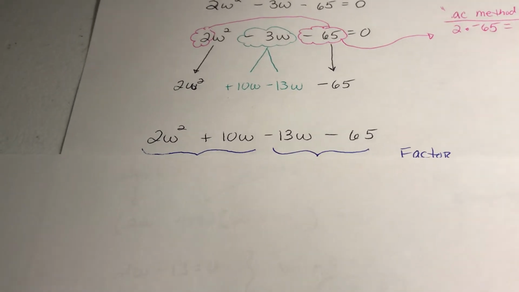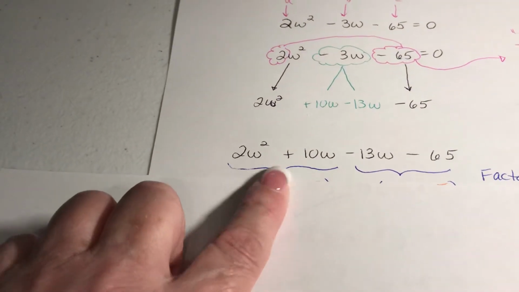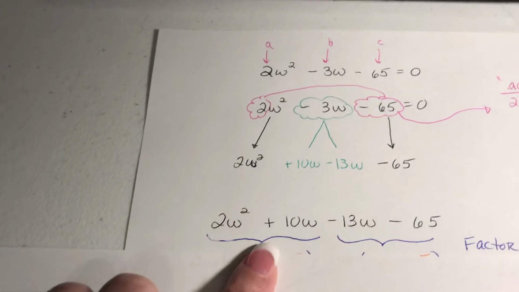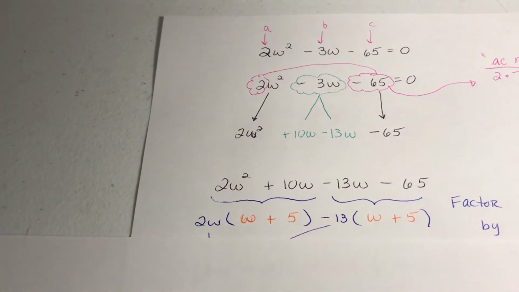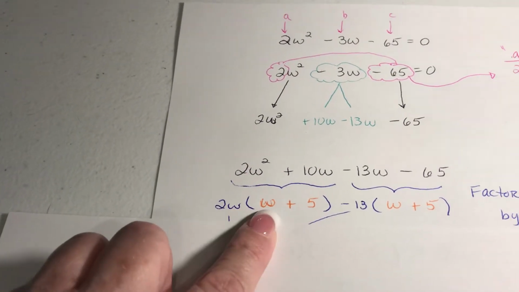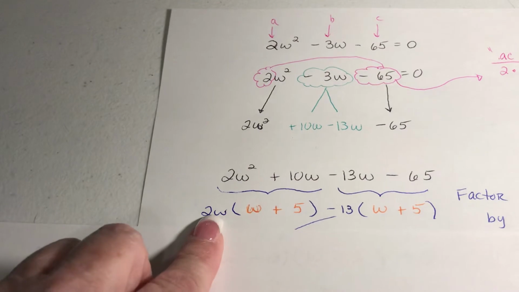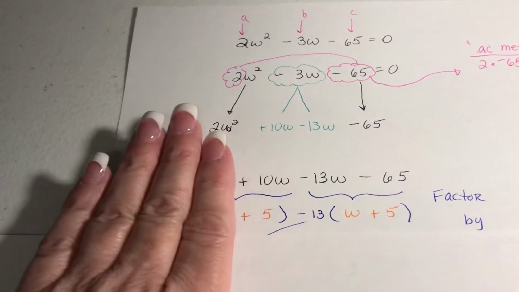You're going to put them in groups of 2. So I look at the 2w squared and the 10w, the first 2 terms, and I factor out a greatest common factor there, which is a 2w. When I factor out 2w, 2w squared divided by 2w is w. 10w divided by 2w is plus 5. Now I'm done with that part, right?